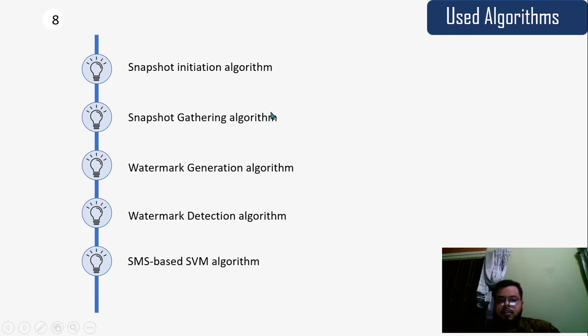All the algorithms are very crucial to each other. One cannot be implemented without another. It actually maintains a serial order. First snapshot, then watermark will be generated or detected, and then finally SMS based SVM algorithms are implemented in the system.